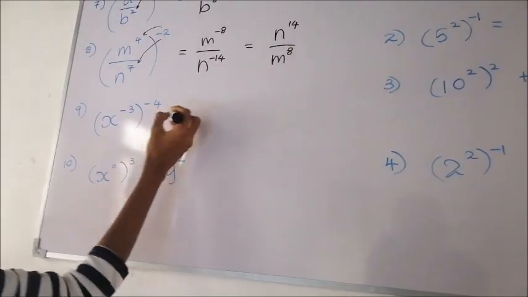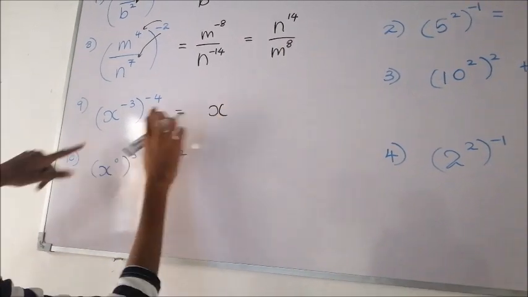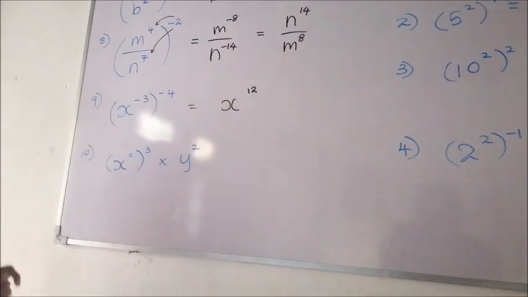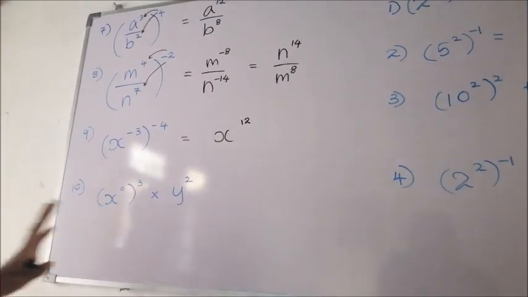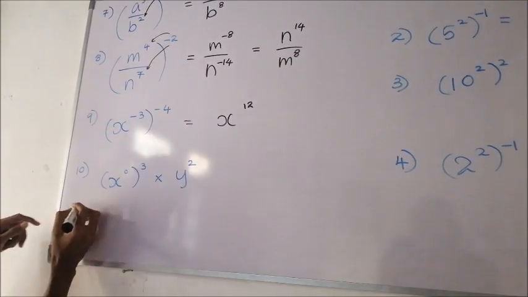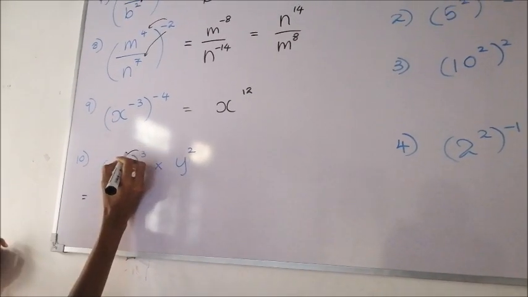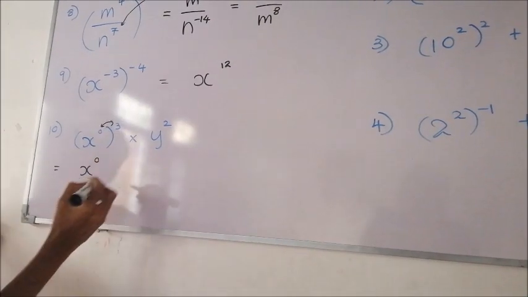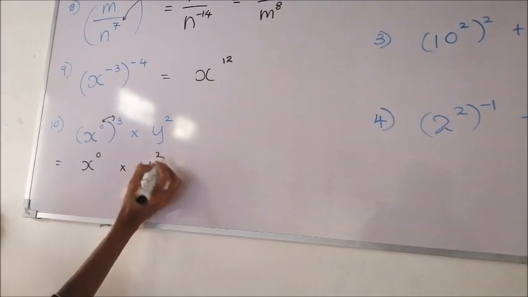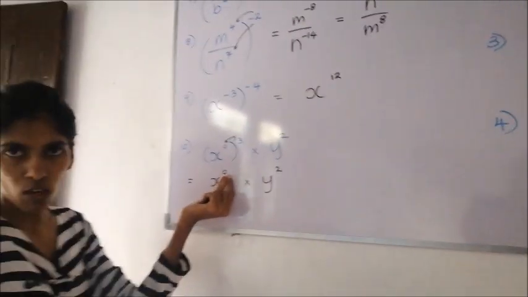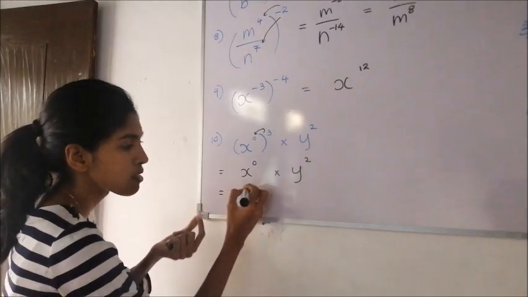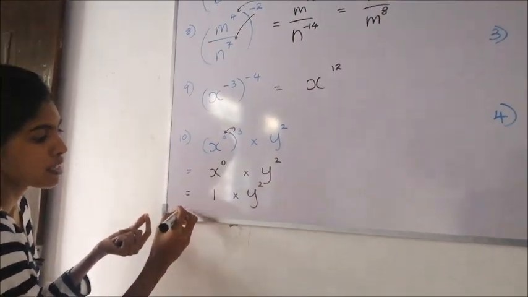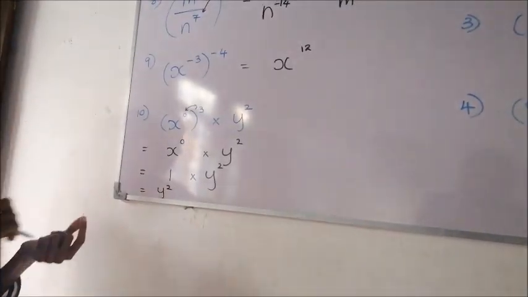Next question, just simply we will multiply. X to the power 3 times 4 is 12. Minus minus becomes plus. So, no need to change its position. Next one. We will multiply these two. X to the power 0 times 3 is 0 and multiplied by y squared. We should know that if the index of any power is 0, the result is 1. That 1 should be multiplied by y squared. What is our final answer? Y squared.